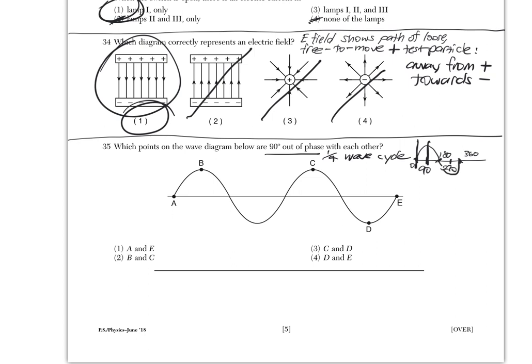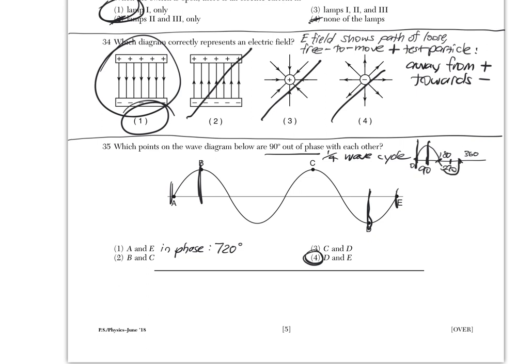So what's 1/4 of a wave apart? D and E are actually 90 degrees apart, and so are A and B. But A and B is not a choice. D and E is a choice. So it's D and E. I can tell you that A and E, that's 1, 2, that's 360. Those are actually in phase with each other. But their phase difference is 720 degrees. In phase is 0 degrees, 360, 720, etc.